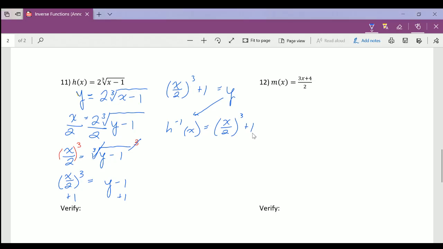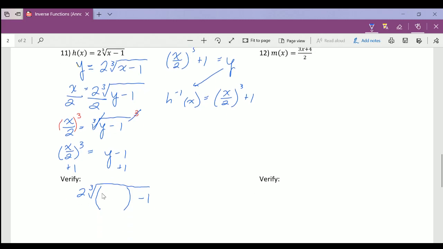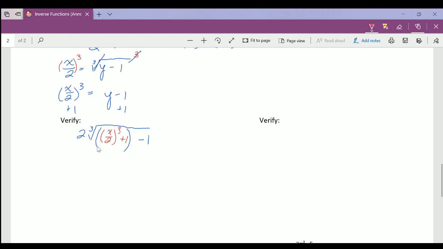Now we need to verify the inverse. So I'm going to take the original, and in the original I'm going to replace the x value with a nice big empty set of parentheses. And inside those parentheses, we're going to put what we just found to be what we believe is the inverse. This one does look a little bit weird when we're verifying it. These parentheses, the blue ones, they're not really doing anything on the inside there. So we can just drop them.